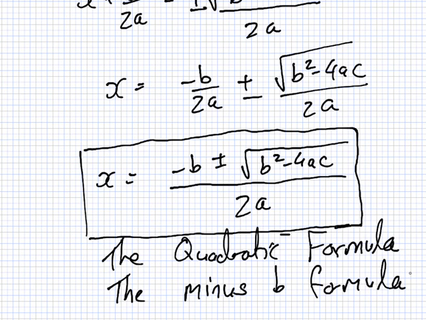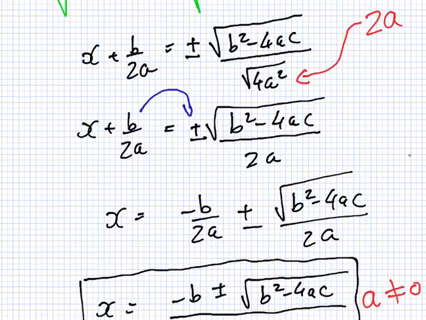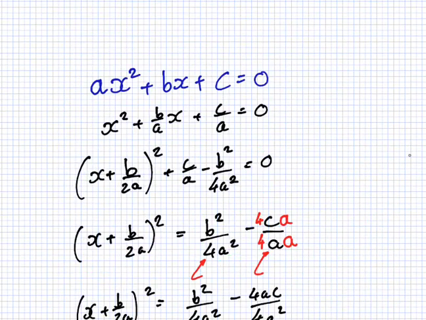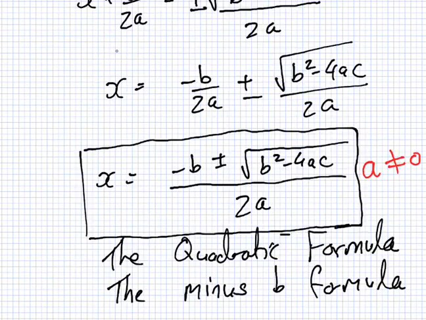Okay. This is called the quadratic formula. Please note, a cannot be 0. Of course, a cannot be 0, because if I go back to the start, if a was 0, what type of formula would I have? Would it be quadratic? No. What would it be? Linear. So, please note a can't be 0.